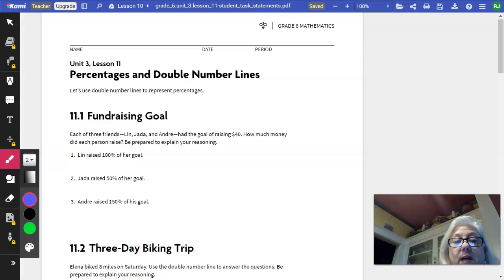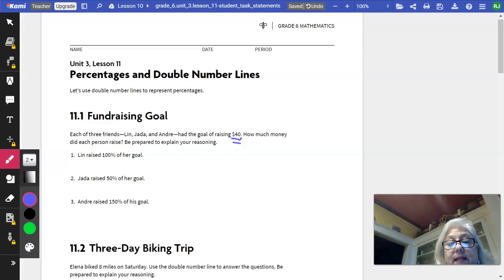Let's start off with talking about this fundraising goal. It says each of the three friends, Lynn, Jada, and Andre, had the goal of raising $40. That's a very important number there. How much money did each person raise? Be prepared to explain your reasoning. So let's go over these three.